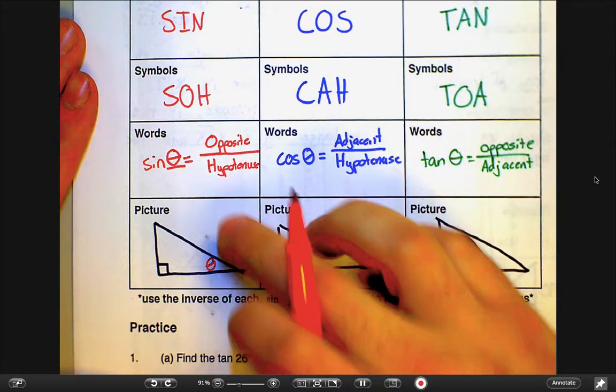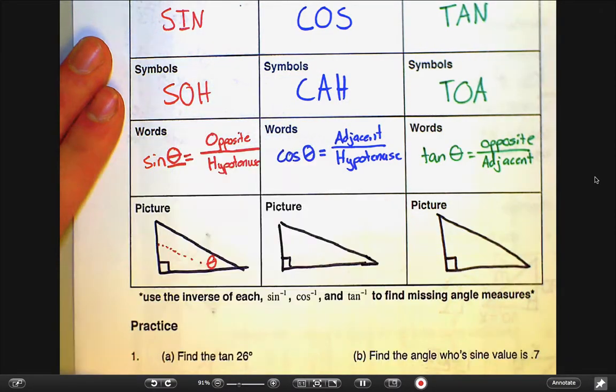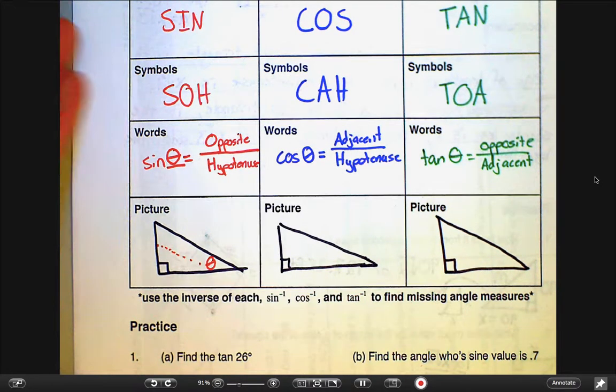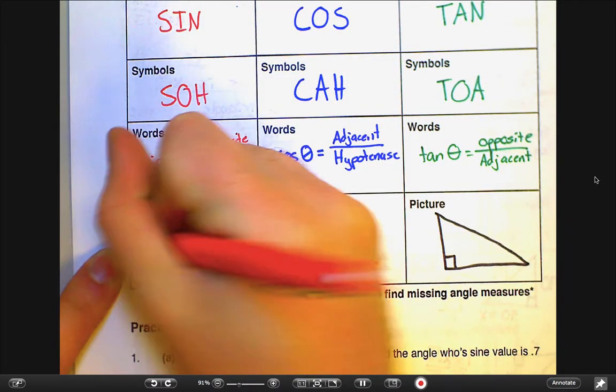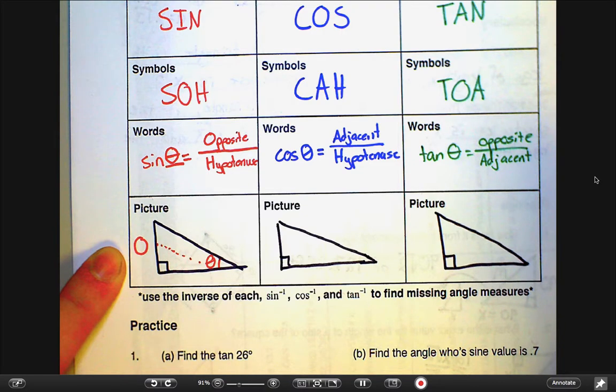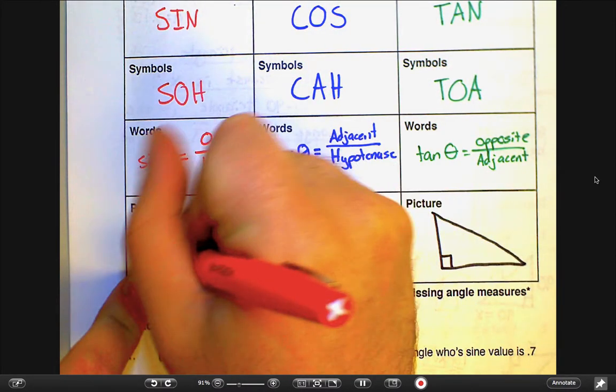If I look at opposite, opposite means I'm going directly across my triangle. So if I go directly across from this angle here at theta, that means I'm over here on this side. I'm going to call this side my O. And then my hypotenuse is still the side across from the 90. That's not going to change.